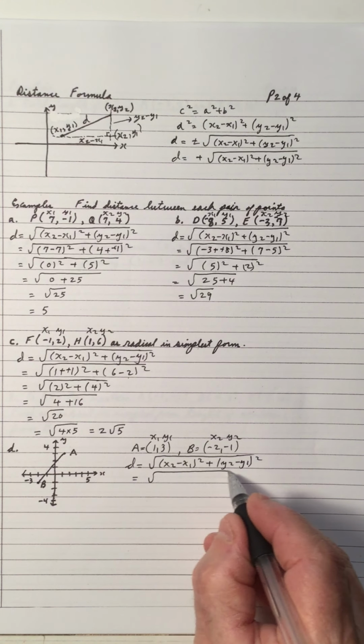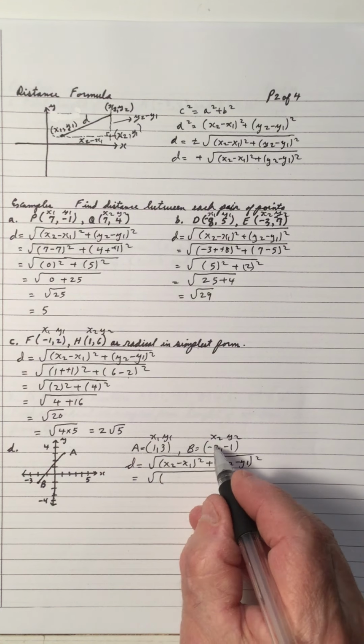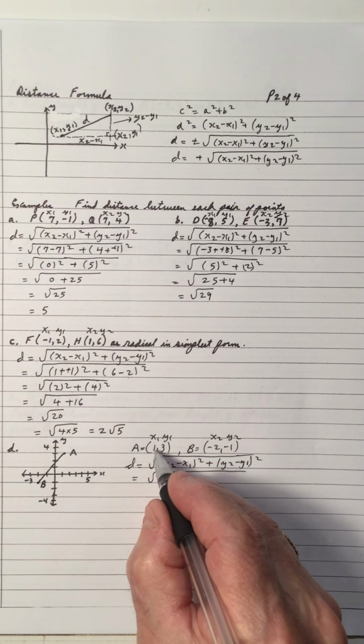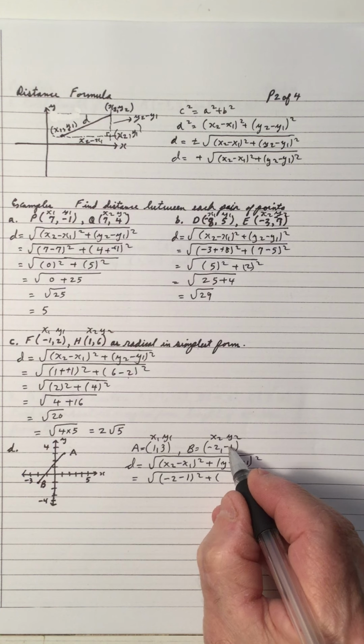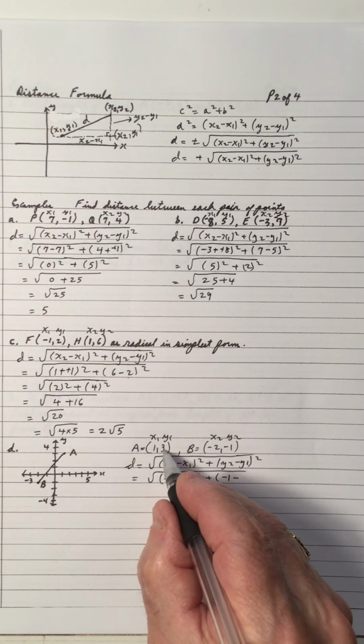And we fill in the ordered pair. x2 is negative 2, subtract 1. y2 is negative 1, subtract 3.